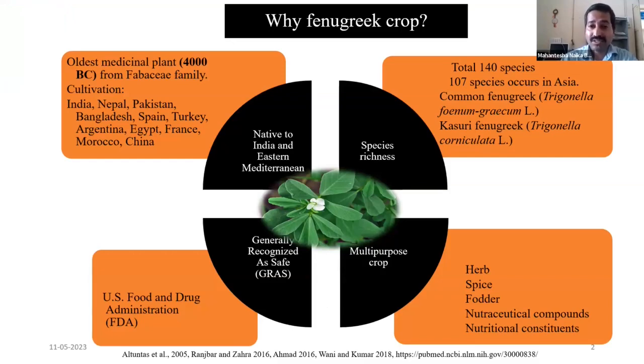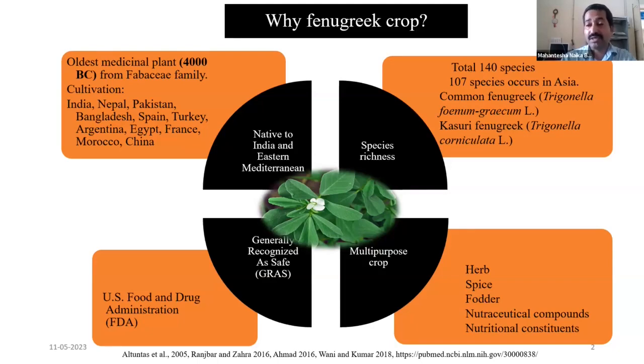A very important thing for this plant: though it is one of the very important medicinal plants, if you look into its cultivation, it is cultivated in India, Nepal, Pakistan, Bangladesh, Turkey, and some parts of the world, considering its importance with respect to many aspects. If you look into the species richness, it has 140 species, out of which 107 species occur in Asia only.